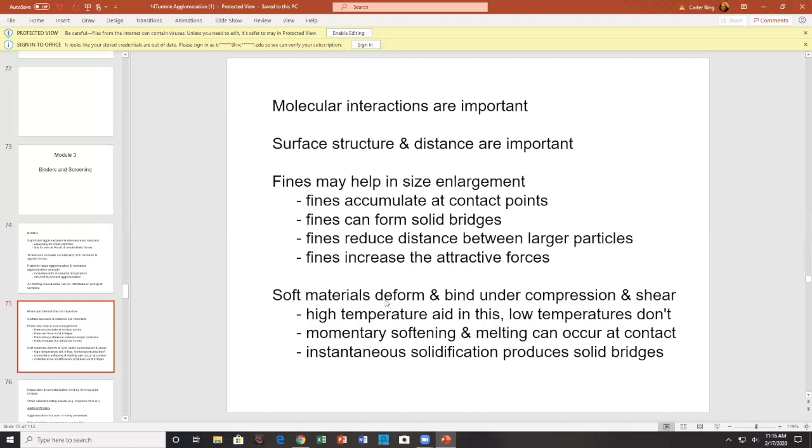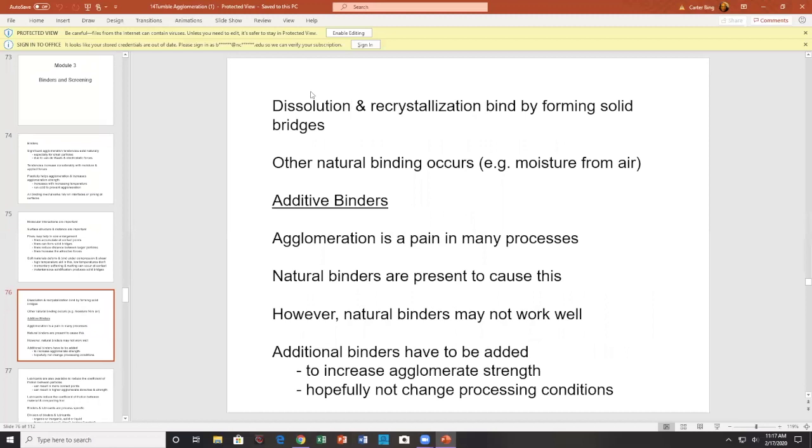You could have stuff microwaved, agglomerated. You can patent that if you want. I don't know if it's been patented or not. But it's an interesting idea. Because along the way here, if there's melting at the contact point, dissolution and recrystallization bind by forming solid bridges. And of course, there's other natural binding that occurs.